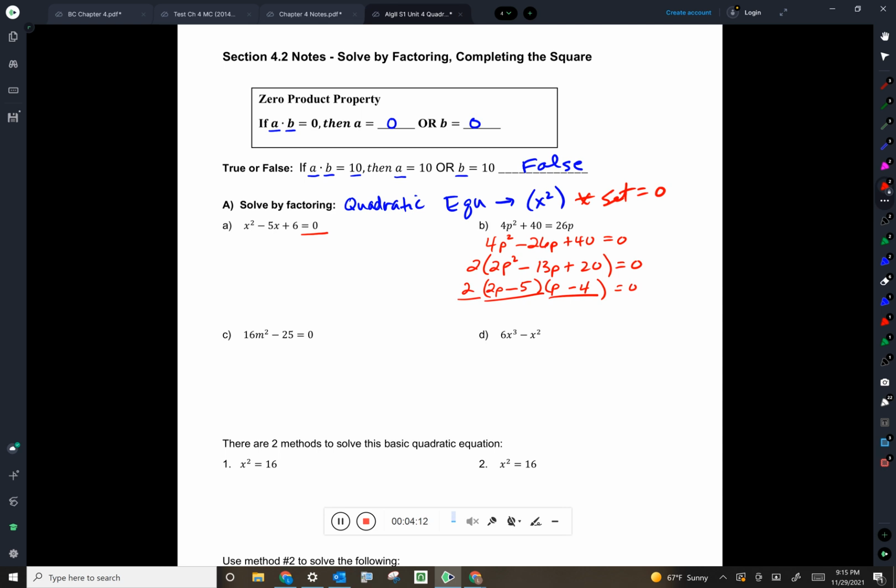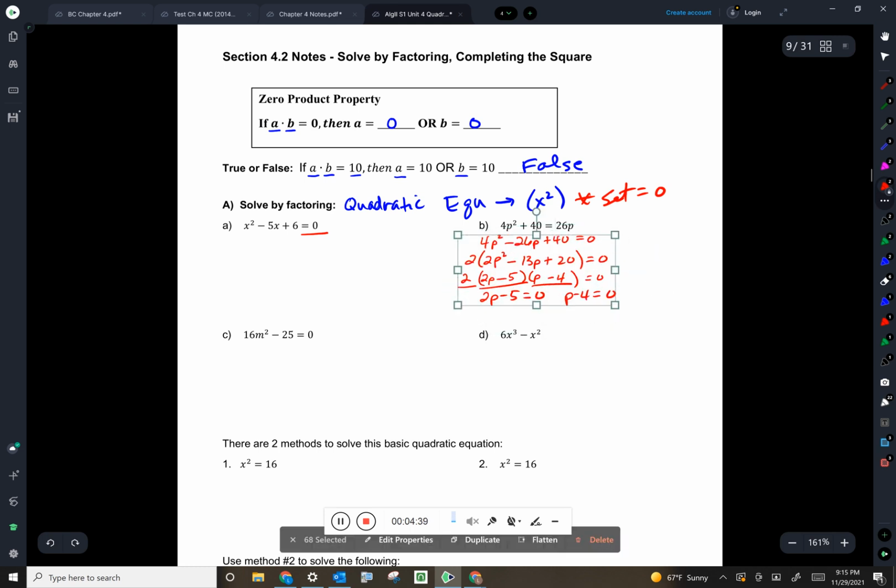Well, I don't have to worry about this 2 out in front because 2 is never going to be 0. But what about the next factor? It might be that 2p minus 5 equals 0. Or it might be that that other parenthesis, p minus 4 equals 0. So remember, when you solve by factoring, after you have it factored, you have to set each individual factor equal to 0. And then solve each one of those.